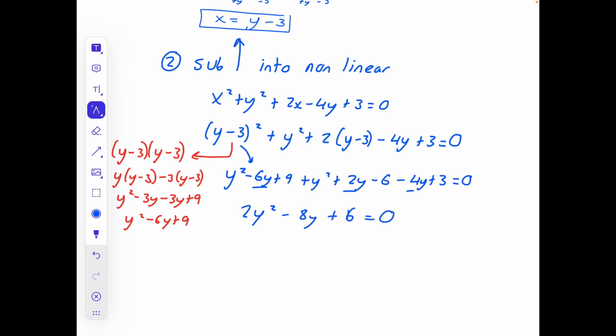Now, from here, you have a few different options. Okay. That is a quadratic. There are two different ways to do it. You can factorize. Okay. Factorizing will work for this, or you can use the minus b formula.